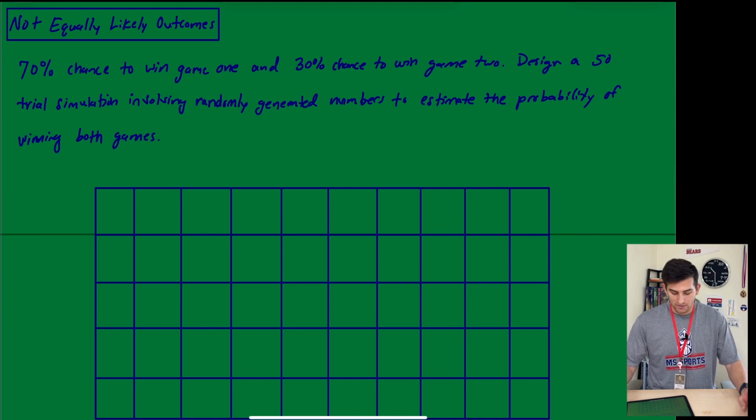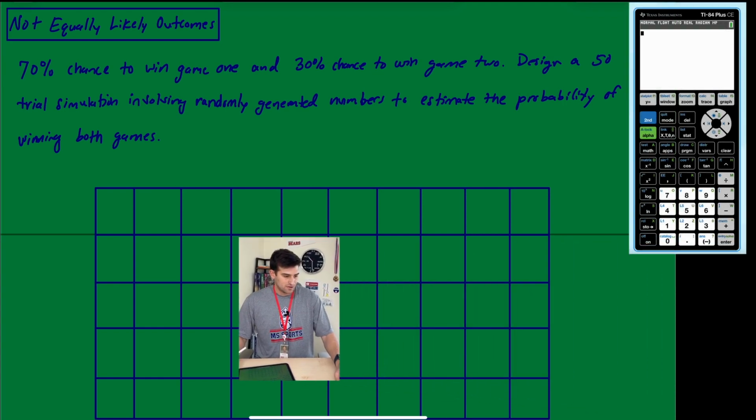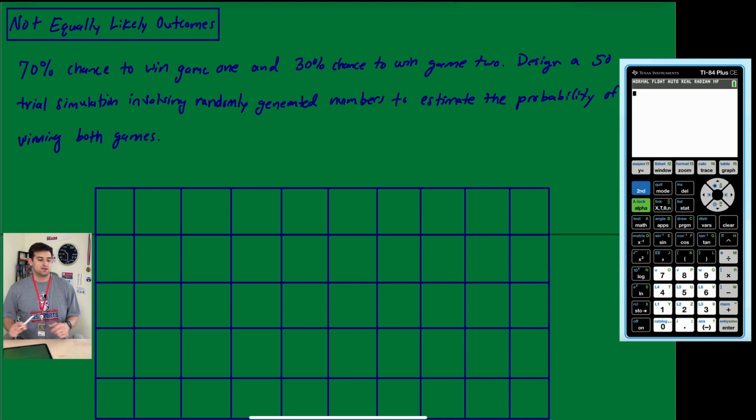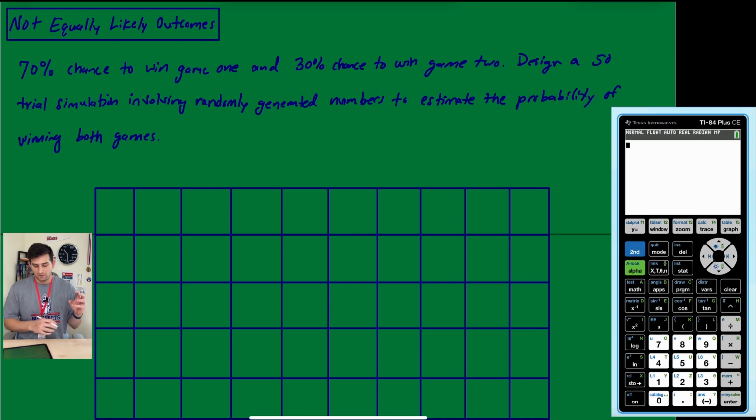For this, it says we have a 70% chance to win game 1, and a 30% chance to win game 2. We're going to design a 50 trial simulation involving randomly generated numbers to estimate the probability of winning both games. Did you know on your TI-84 Plus CE graphing calculator, you can randomly generate any set of numbers that you want? We're going to use that in this video. So I've got my calculator here, and I'm going to show us how to randomly generate 50 numbers in just a second, but let's talk about how we're going to do that.